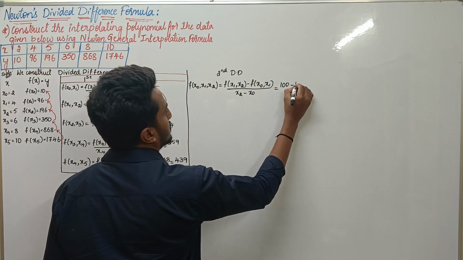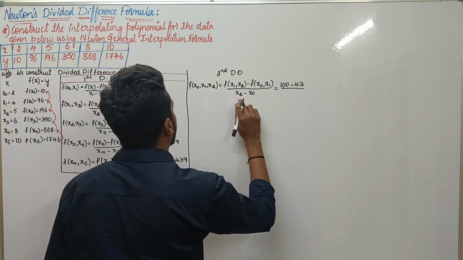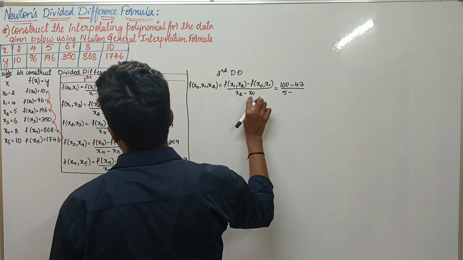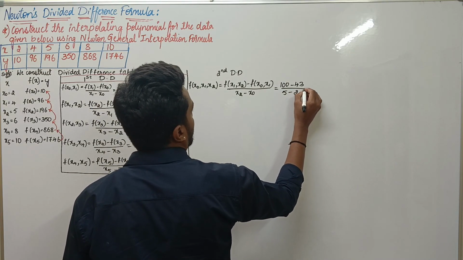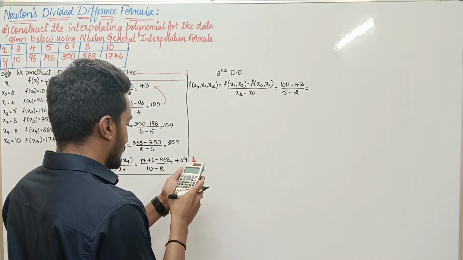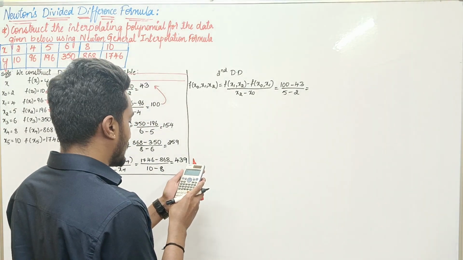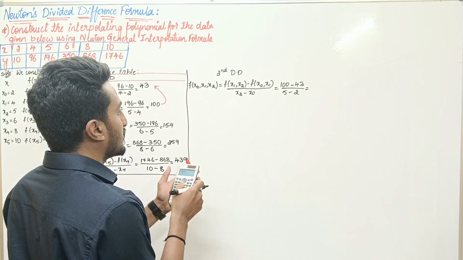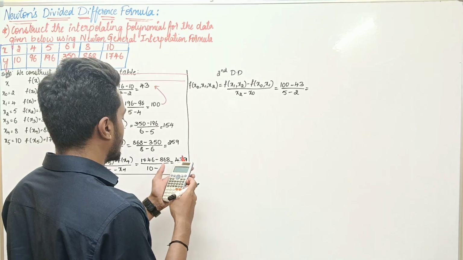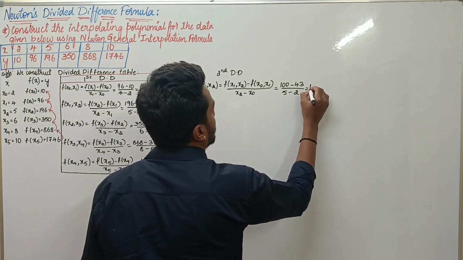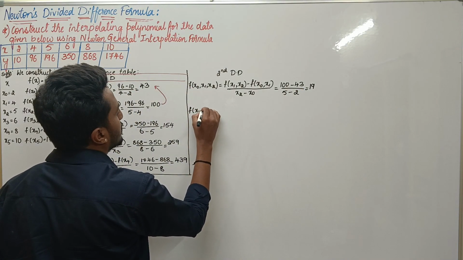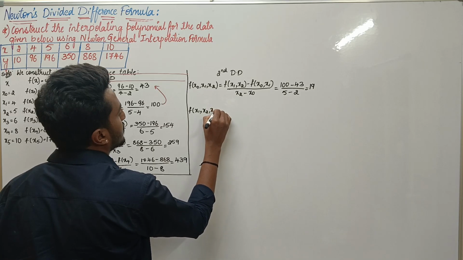Which is equal to 100 minus 43 divided by x2. What is x2? We have 5, minus x0, which is 2. So 100 minus 43 divided by 5 minus 2, you get 19. Next, f of x1 comma x2 comma x3.